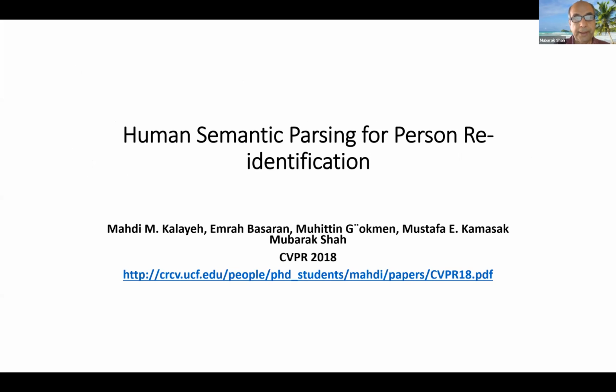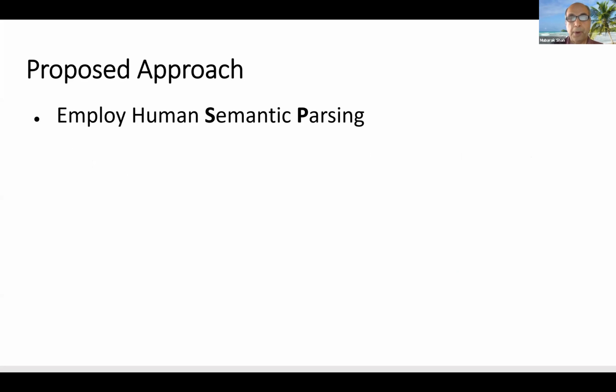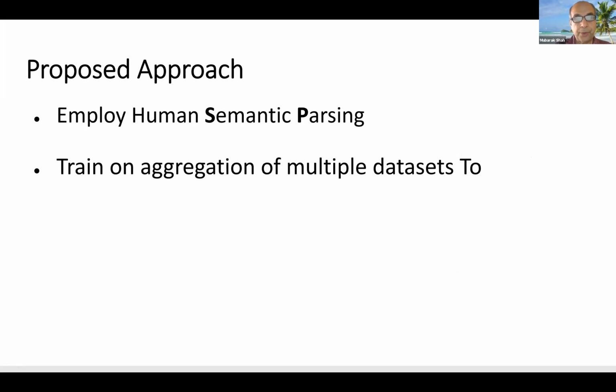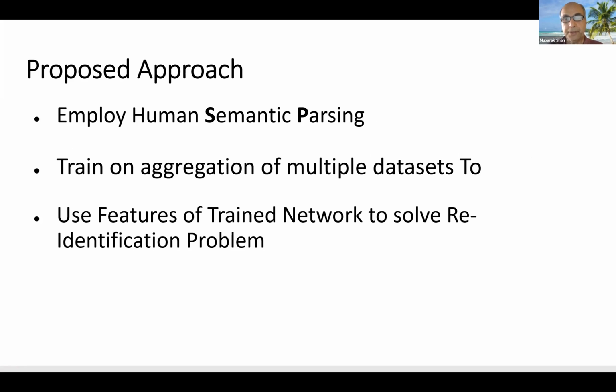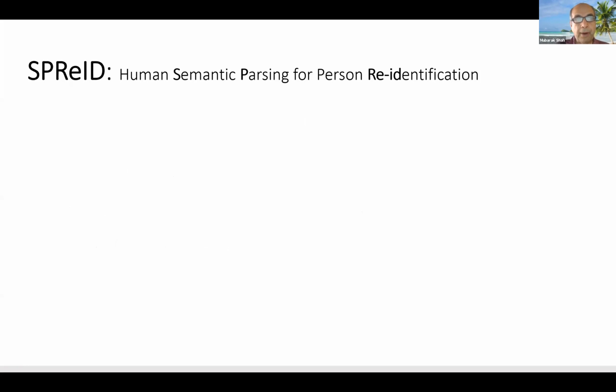For the first method, the idea is that we want to use human part segmentation to help solve this re-identification problem. Another thing we have done is use a large number of datasets to train the system so that we can get good features. Once you have the features, we can retrieve the corresponding images from the gallery. We call this SPReID, which is human semantic parsing for person re-identification.